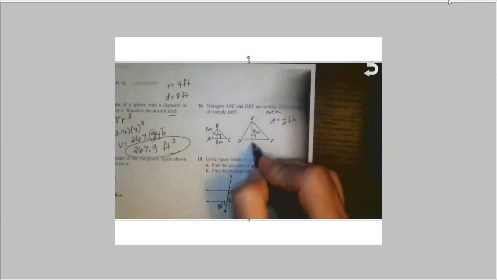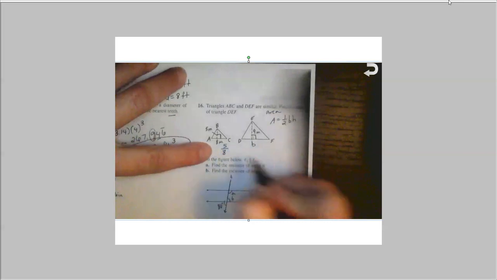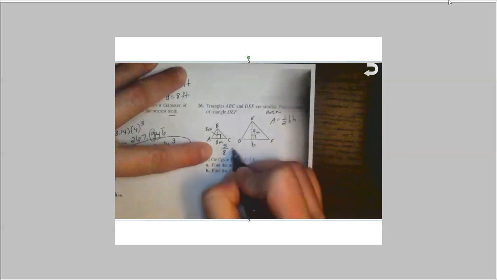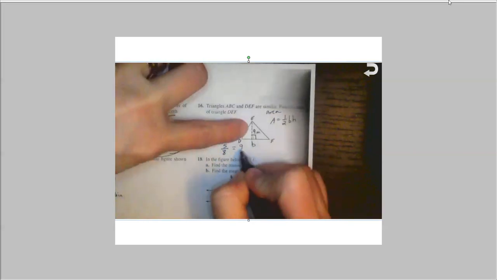I do know the height of this triangle, but I don't know the base of this triangle. But because they told me that these two triangles are similar, corresponding side lengths are proportional. So I need to find the base before I can go find the area. I've got the height and the base of triangle ABC. It will be proportional to the height and base of triangle DEF. Corresponding side lengths are proportional.